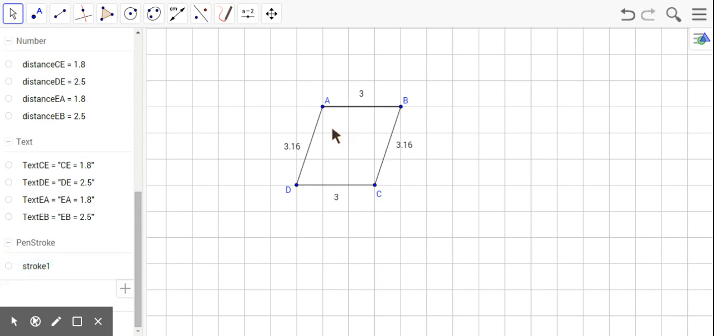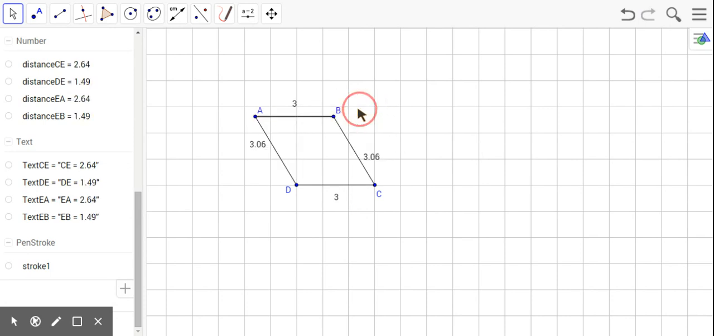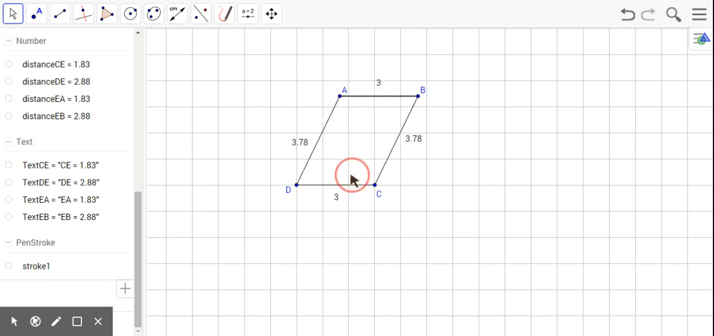Okay. I want you to pay attention to the side lengths. What happens to them? And please note that this is always a parallelogram, no matter how much I move it around. Let's try moving this. Okay, I want you to pause the video and make a conclusion with your group about what happens with the sides of a parallelogram.